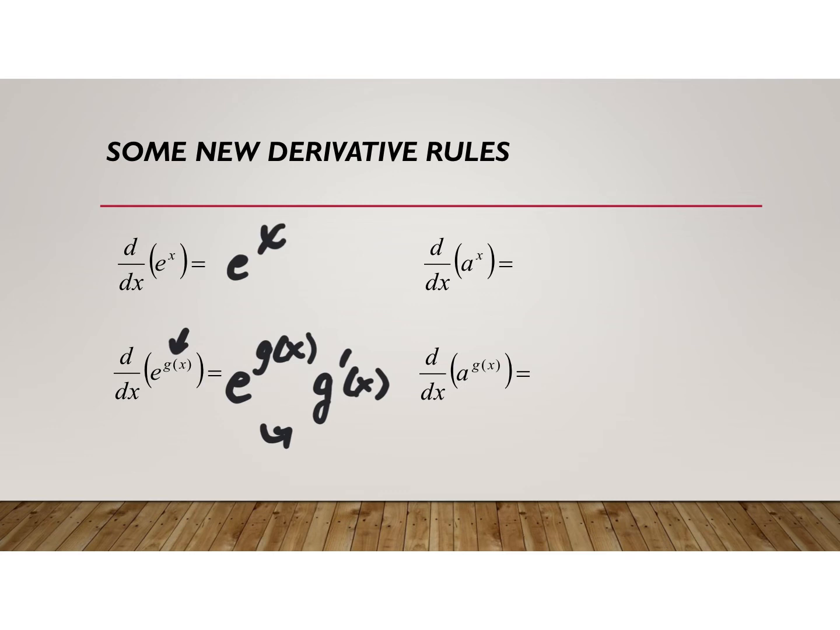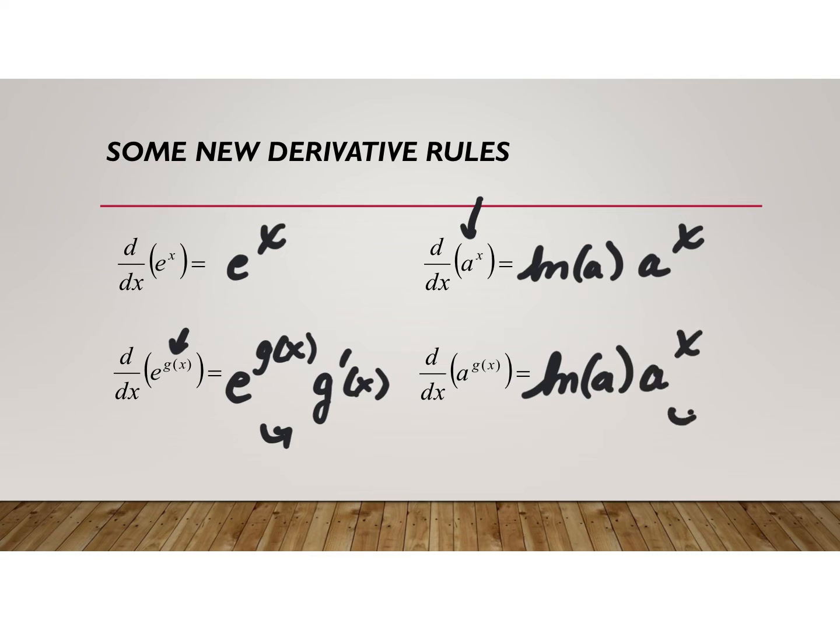When you have a number that's a base a, that is not e, we get the natural log of the base times, keep it exactly the way it is. Now again, if that exponent is a function, we still get the natural log of the base. We still keep the function exactly as it is, but now we're going to take the chain rule and multiply out the derivative of that exponent. So we have to be careful if the exponent is not just a single variable.